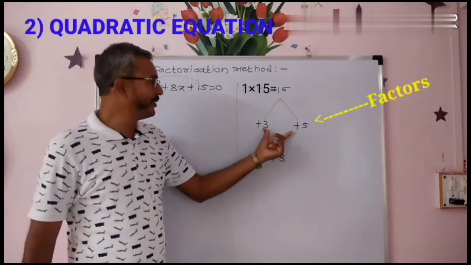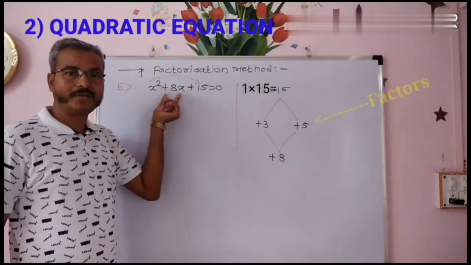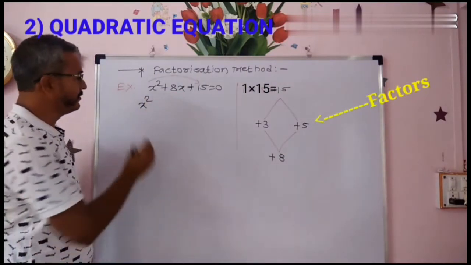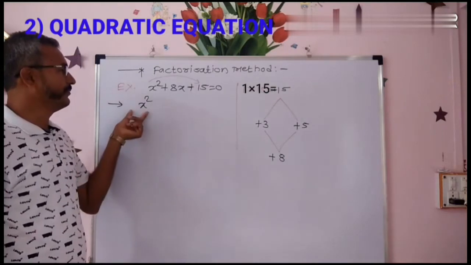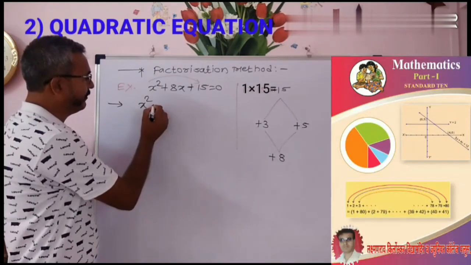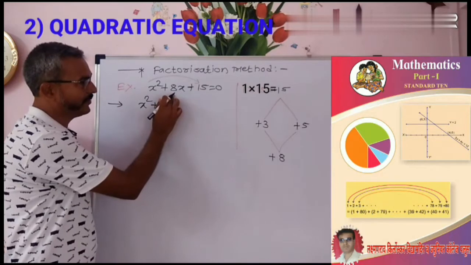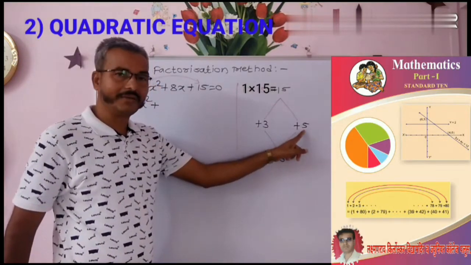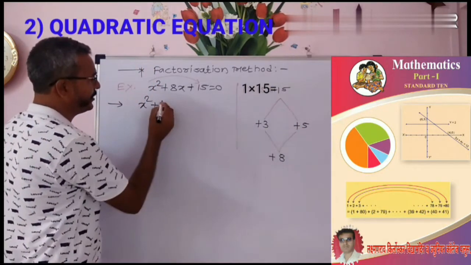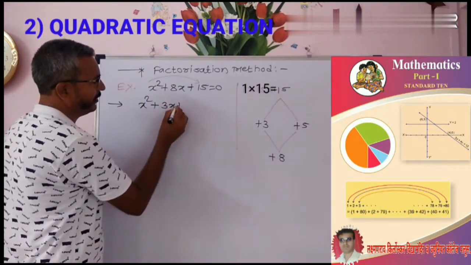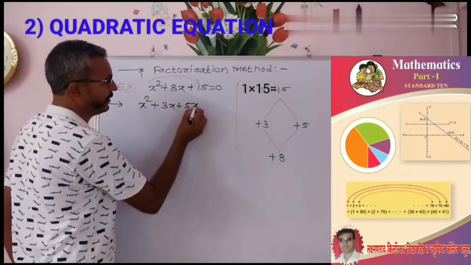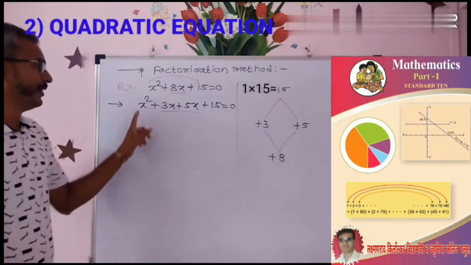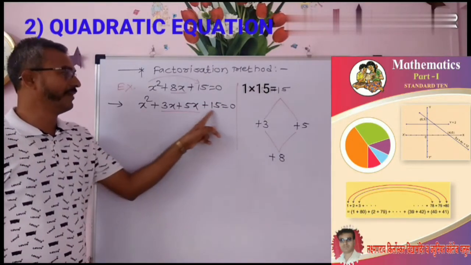So we use these two numbers instead of the coefficient of the middle term. So we write x square, the first term, as it is. Here, in the solution, the first term as it is. Second, instead of plus 8x, we write by taking the coefficients 3 and 5. So first we take the coefficient 3, 3x, plus the second coefficient plus 5x, and the last term 15 as it is, equal to 0. Now we get four terms here: 1, 2, 3 and 4.